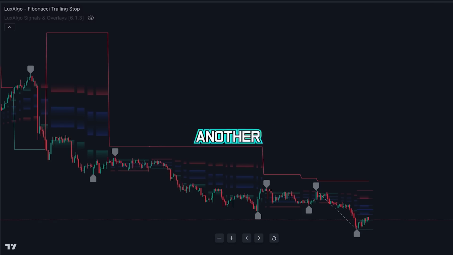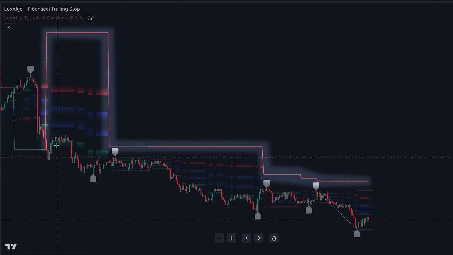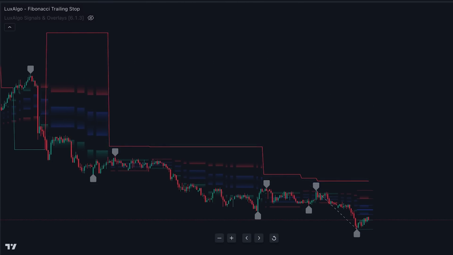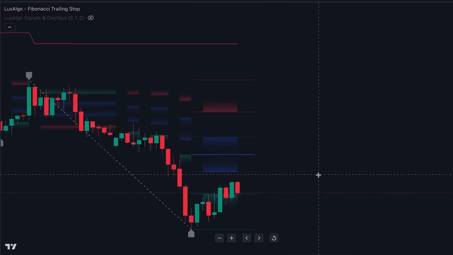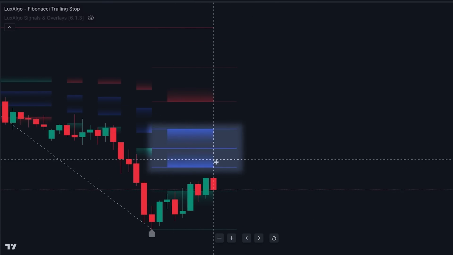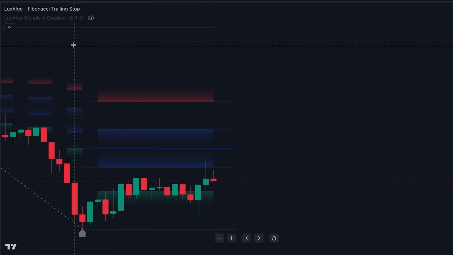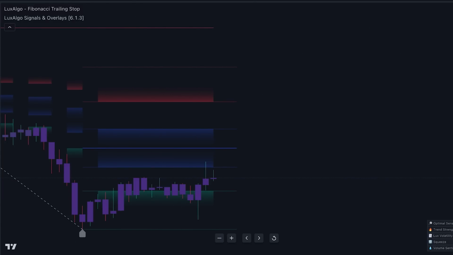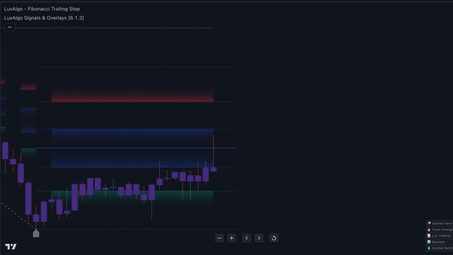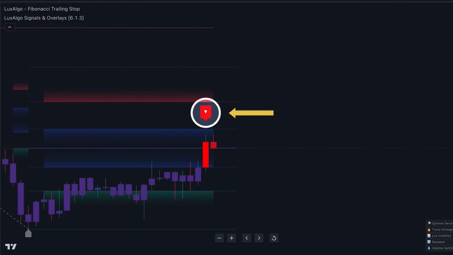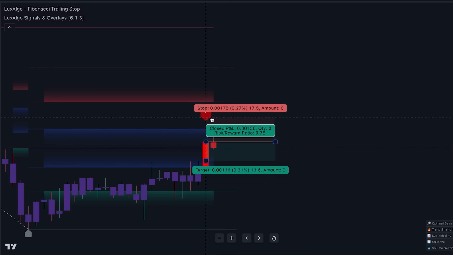Now, let's consider another example. Here, we can see that the market is in a bearish trend. Our approach remains the same, we wait for the price to retrace back into the blue zone. Next, we keep an eye out for a contrarian or X signal. At this point, we'll set our stop just above the blue zone and target the recent swing low.